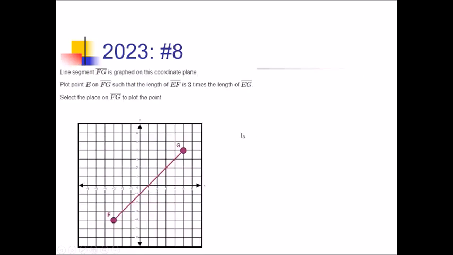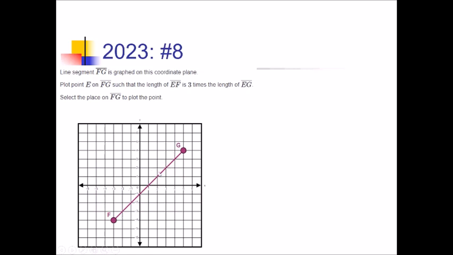For this problem, we are given a line segment, FG, and they want us to put a point E on here somewhere so that the length of EF is 3 times the length of EG. So basically, we want to put a point on here somewhere so that the distance from the point to F is 3 times the distance from that point to G. So if we want the distance from the point to F to be bigger, we want the point to be more in this direction.